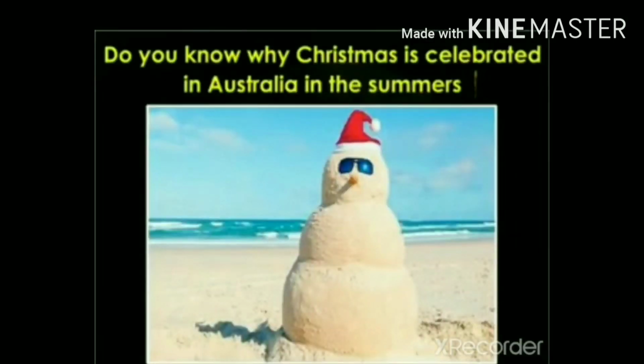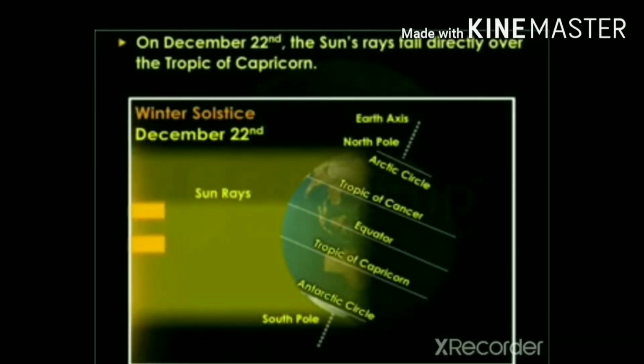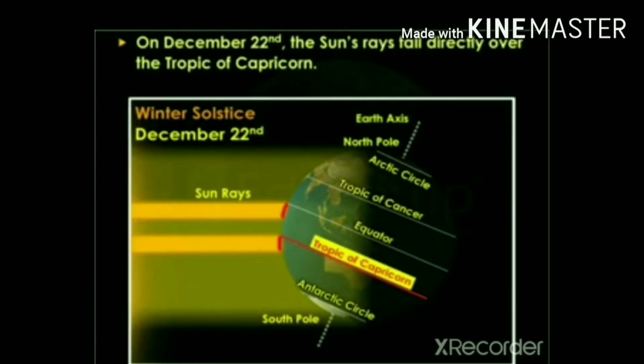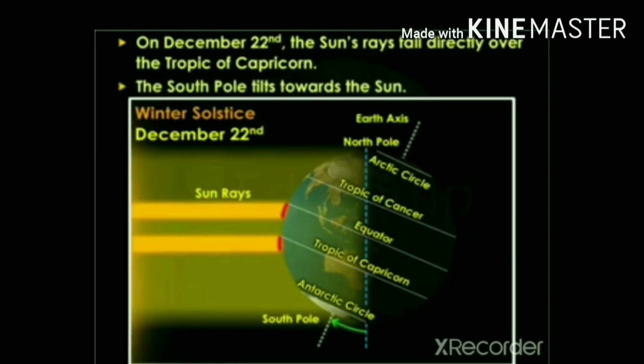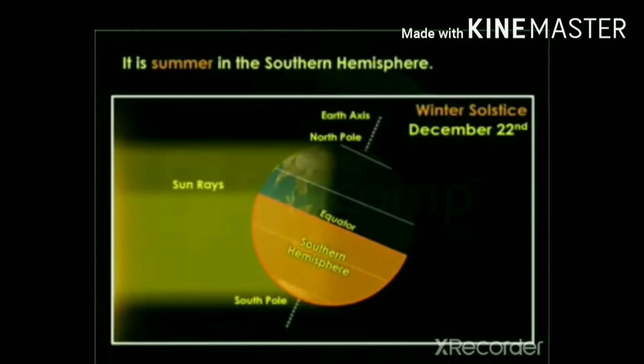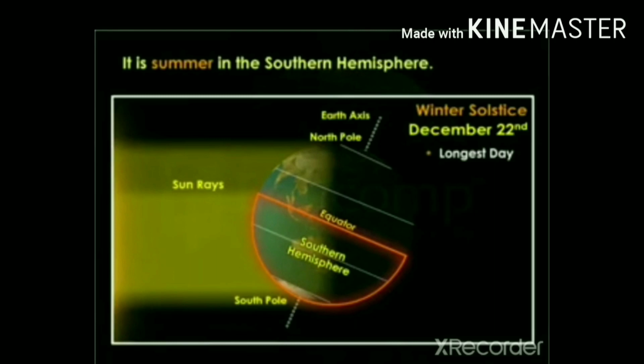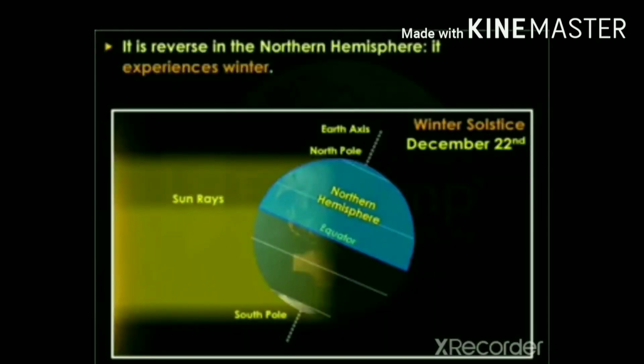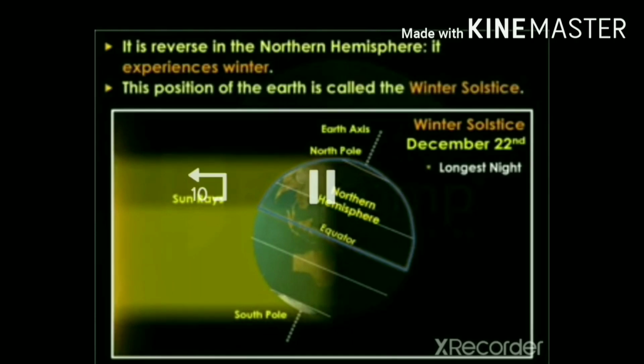Do you know why Christmas is celebrated in Australia in the summer? On 22nd December, the sun's rays fall directly over the Tropic of Capricorn. The southern hemisphere is tilted towards the sun. It is summer in the southern hemisphere. The days are longer and nights are shorter. It is reversed in the northern hemisphere. It experiences winter. This position of the earth is called the winter solstice. Now, you must have understood why Australia celebrates Christmas during summer, because it lies in the southern hemisphere.